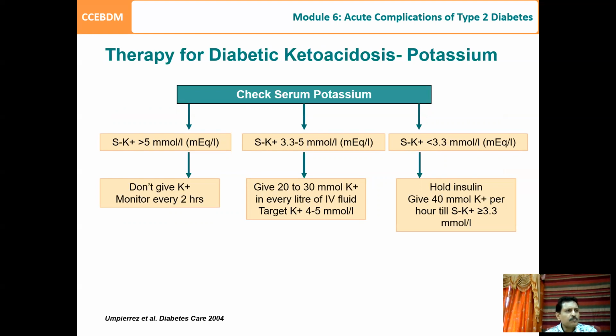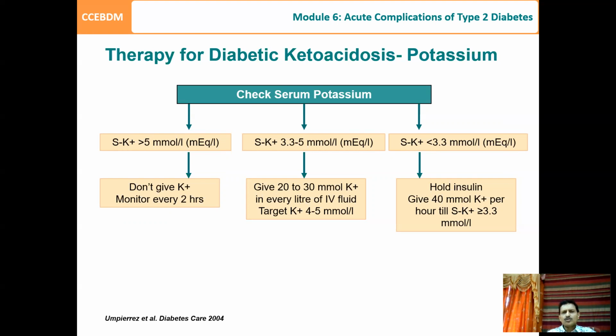Now, at the time of presentation there may be a hyperkalemia and we don't have to give the potassium, because, as I've told you, because of the acidotic process the potassium comes out from inside the cell to outside the cell. So the initial presentation may be associated with hyperkalemia, and we don't give potassium initially. Once you have started the insulin infusion, potassium will enter inside the cell. So once the potassium keeps entering the cell, the serum potassium level goes down, and that is when we have to start replacing the potassium in the intravenous fluid.